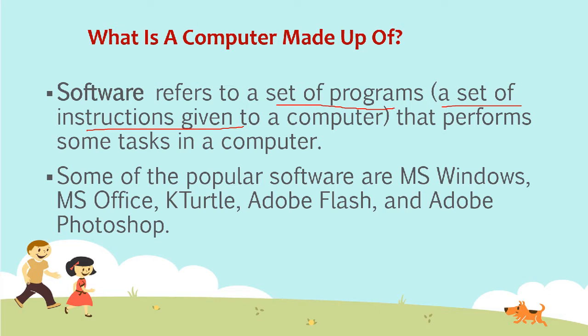These programs are written and programmed by a programmer. This is called software. So software refers to a set of instructions or programs that perform some task in a computer. Some popular software are given here: MS Windows, MS Office, KTurtle, Adobe Flash, Adobe Photoshop. Paint is also an example of software.